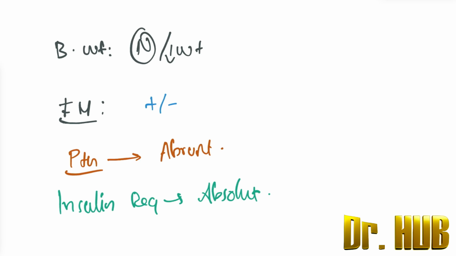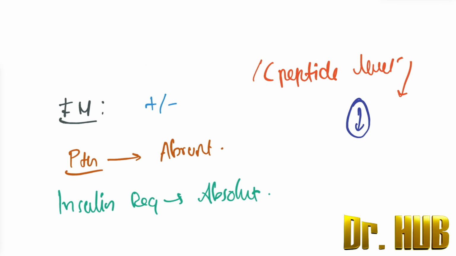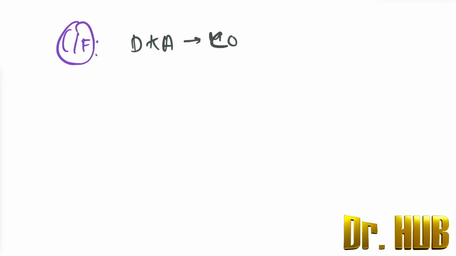Then when you look at the serum insulin level or the C-peptide level, this is going to be low in Type 1 diabetes mellitus. Now, let's look at the CF, that is the clinical features. In Type 1 diabetes mellitus, diabetic ketoacidosis is common.